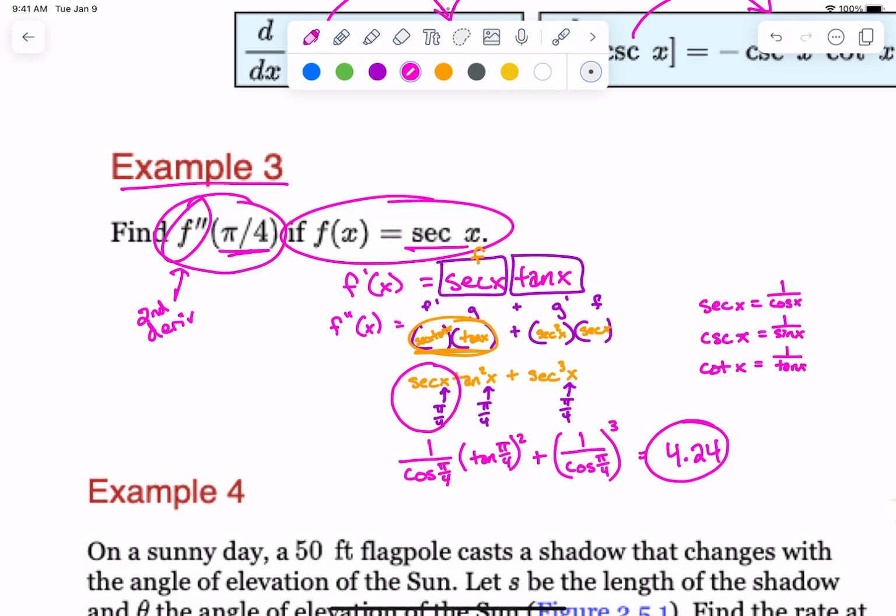The second derivative of secant of x at pi over 4 is 4.24. That would be like the acceleration of this function, not the velocity, not the slope of the tangent line. How do I get that answer? I just plugged it into the calculator. Mine's telling me error. Go back and put parentheses.